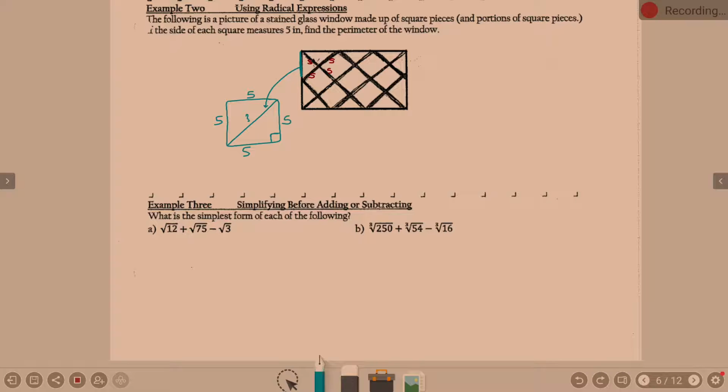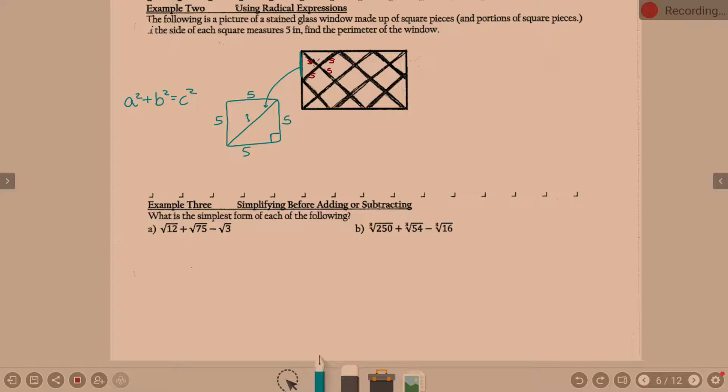I don't really have a ton of room, but yes, we're going to use a squared plus b squared equals c squared. Actually, you know what? I'm going to move that over to the left because I'm not going to have enough room to do what I need to do there. Okay.